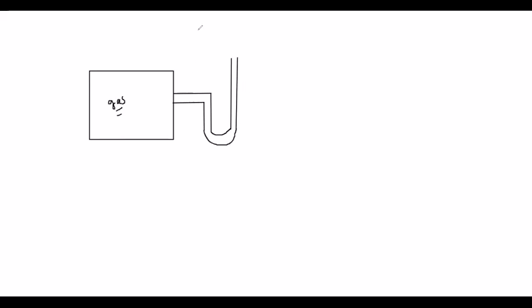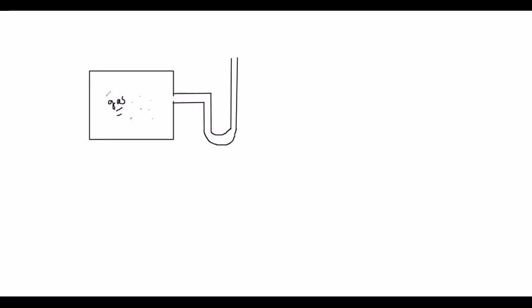So a U-shaped manometer, which is open from one end, and the other end is connected to a gas cylinder. Why don't we use a barometer here? Because a barometer can only find the atmospheric pressure, the pressure due to the atmosphere. But a gas cylinder has gas inside it, and gas molecules are moving randomly, so it is convenient to use a manometer.